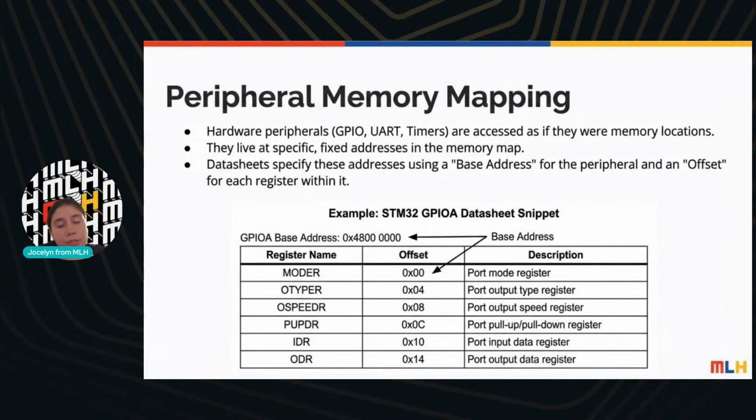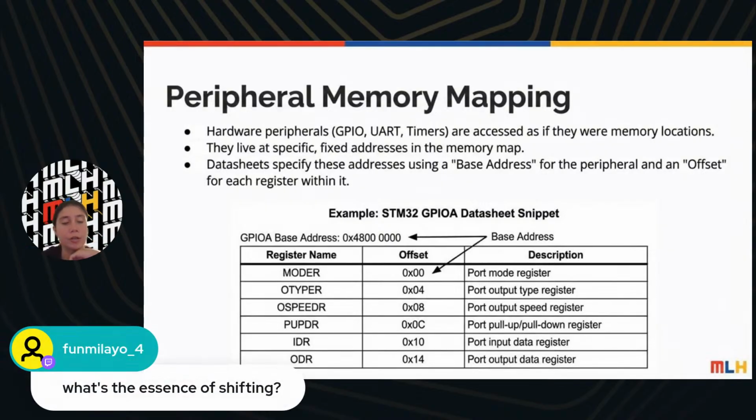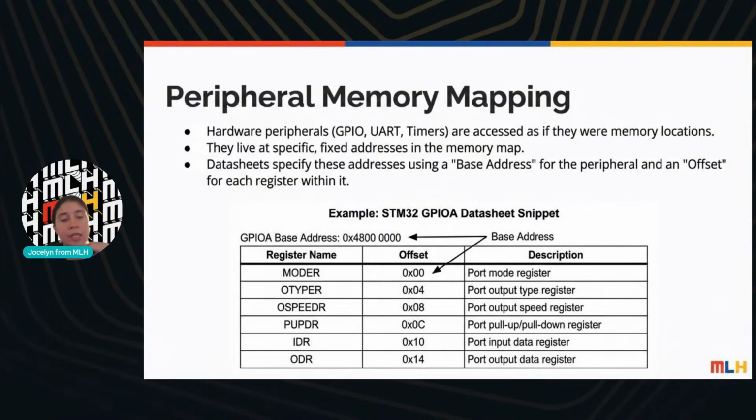Here I placed an example of an STM32 GPIO-A datasheet snippet. Why is it important to know the memory mapping, relating everything we saw on the bitwise operations and going back to the question of what's the essence of shifting? It's important because you will have specific registers in specific memory addresses, and you want to make sure that you are shifting the correct bits in order to get the operation that you want.